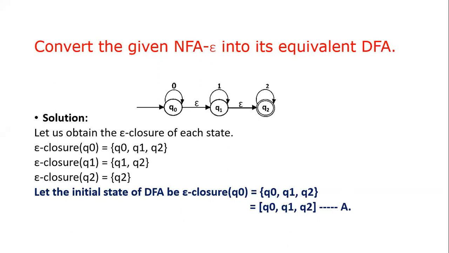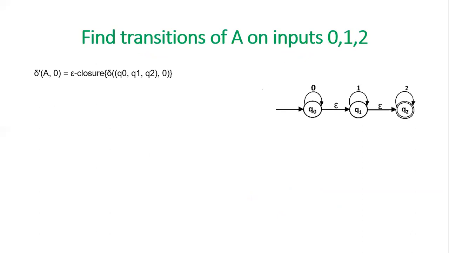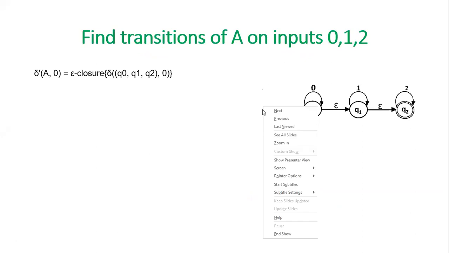Calculate the transition for the input states. Here, how many inputs do we have? Three, ma'am. Okay, 0, 1 and 2. So we have to calculate A comma 0, A comma 1 and A comma 2. So this is the transition: delta dash of A comma 0 equals epsilon closure of delta of Q0, Q1, Q2. Otherwise, I can give this particular term as delta dash of Q0 comma epsilon. Both are the same, right?